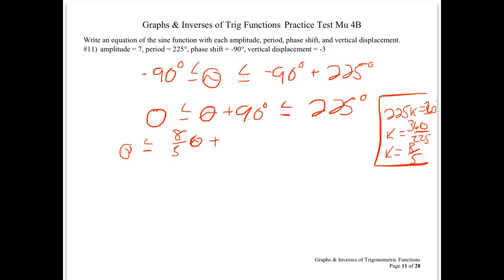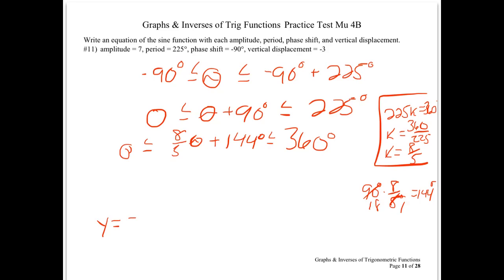90 times 8/5. Let me do some side work because I don't know what that is. You can divide both 5 and 90 by 5. 5 goes into itself once, goes into 90 18 times. 18 times 8, using a calculator, is 144. So 144 degrees, less than or equal to 225 times 8/5. Better be 360, otherwise our k was wrong.